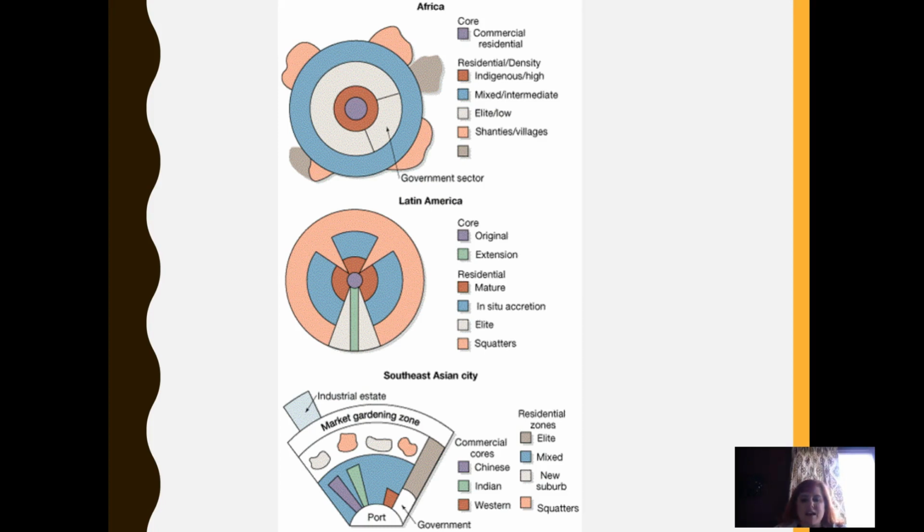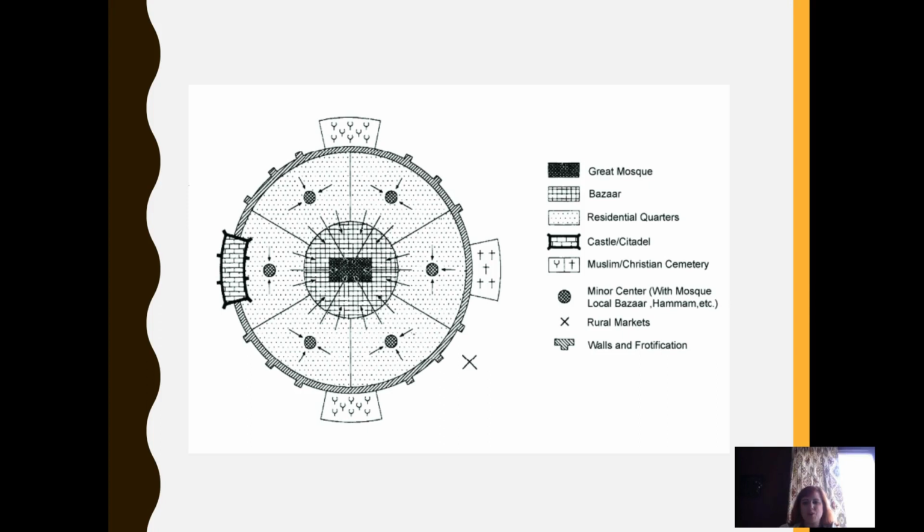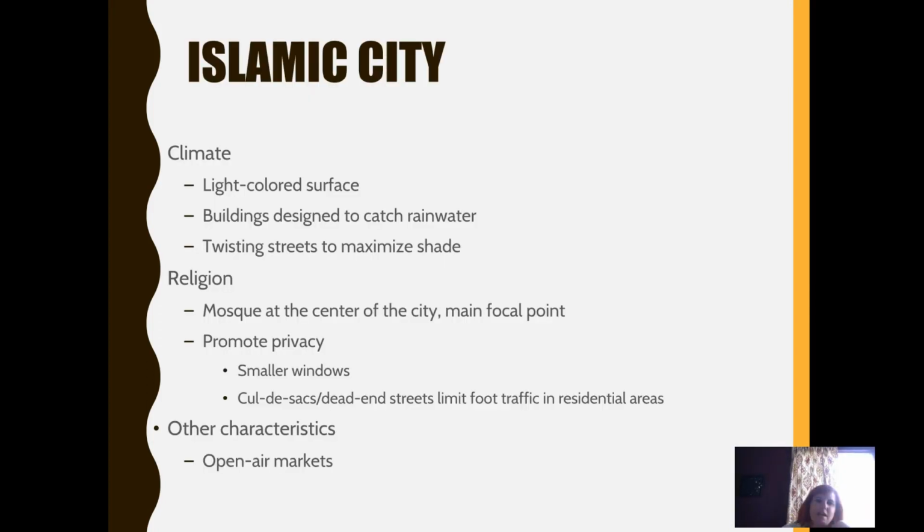All right, so here they are. African city model, Latin American city model, Southeast Asian city model. Those are the ones you need to know that are outside of North America. Plus, sorry, the Islamic city model, which looks sort of like this. You never really get asked to memorize the Islamic city model because sometimes I see it and it looks totally different. But basically what you need to know is religion plays a major part in an Islamic city.